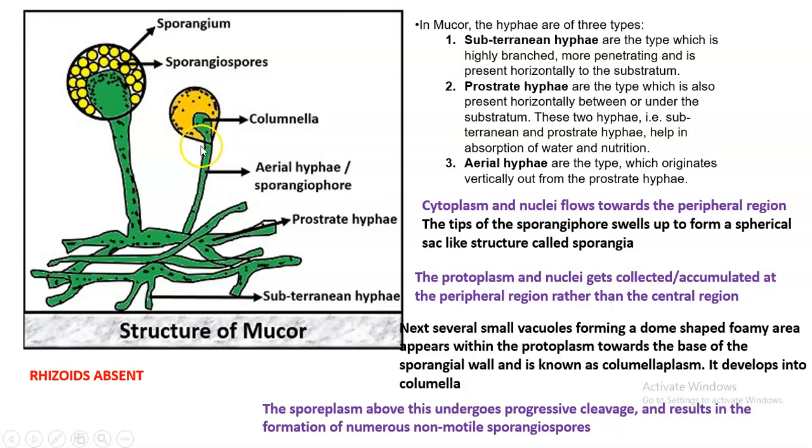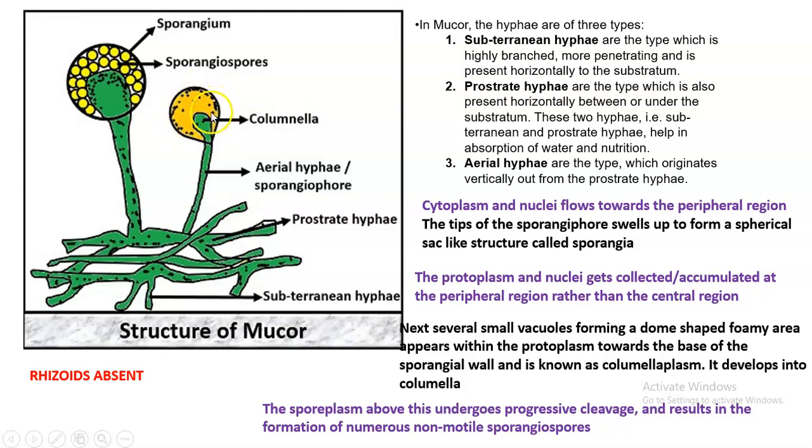So after the accumulation of small vacuoles in the bottom of the sporangial wall, there will be a septa formation separating sporangia and columella. Okay, so both are formed. Now this sporangioplasm undergoes progressive cleavage. Okay, this kind of terminology you have to use.